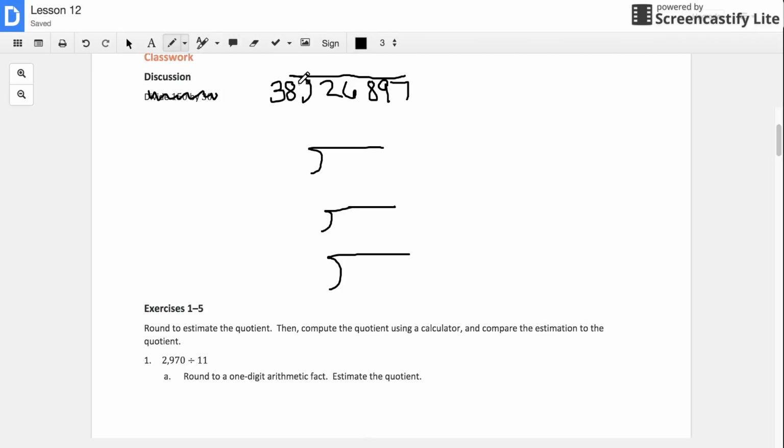Well, 38 is awfully close to 40. So I may want to round that up to 40. And so that makes it a 10, so it's a nice, easier number to work with. And then if we've got 40, we want to know what's a nice, easy number that maybe we could divide this into that's relatively close.